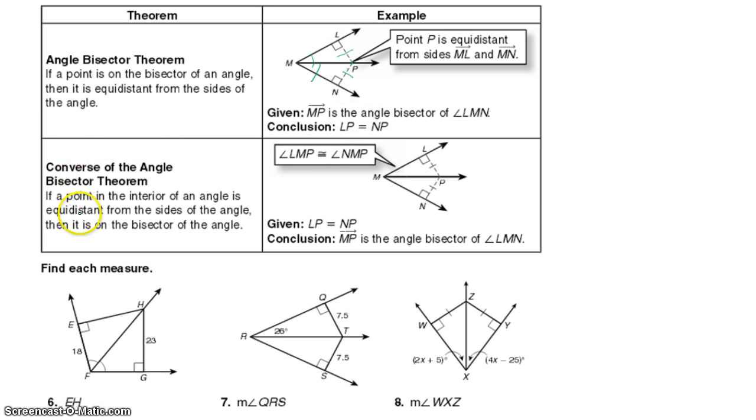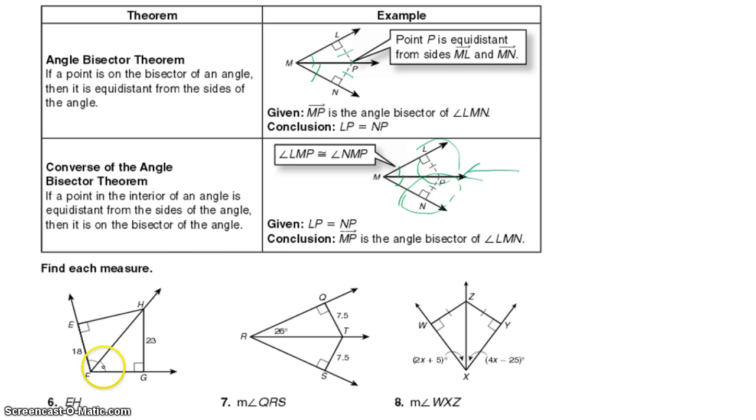The converse of this is true: if a point in the interior of an angle is equidistant from the sides. So then you start off with this fact, that these are already congruent. Then what are you going to be able to conclude? You're going to be able to conclude that this ray, MP, is the angle bisector, and therefore you can conclude that these two angles are congruent to each other.